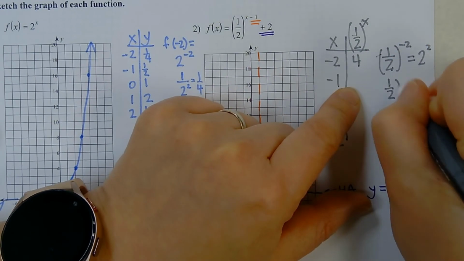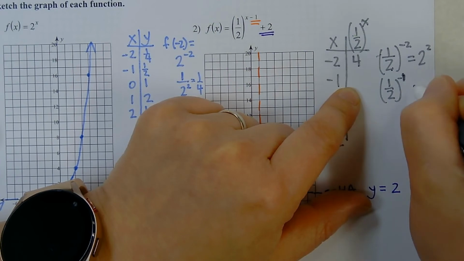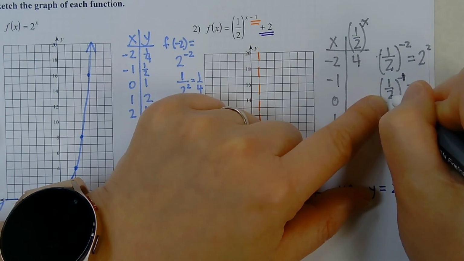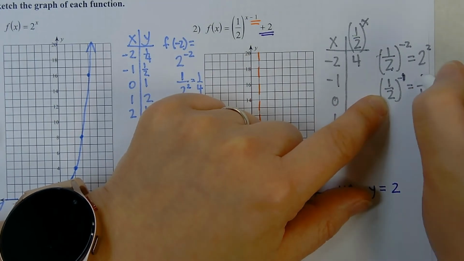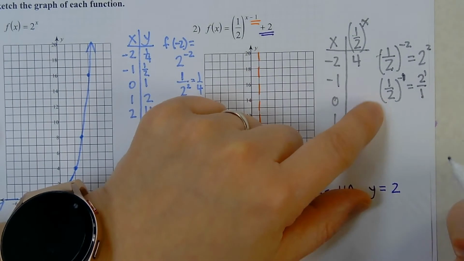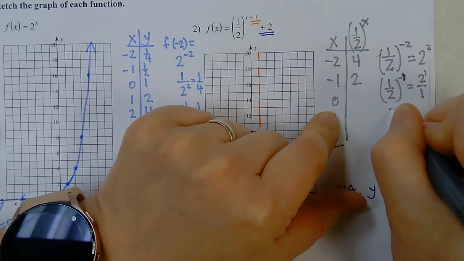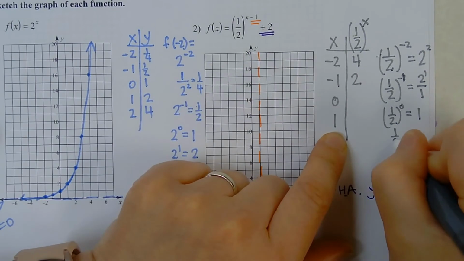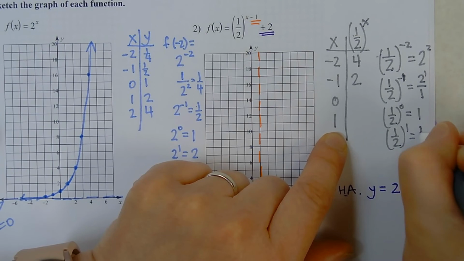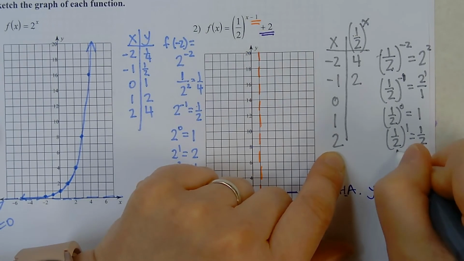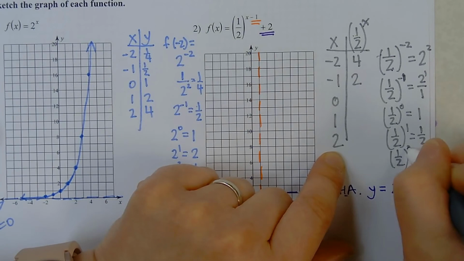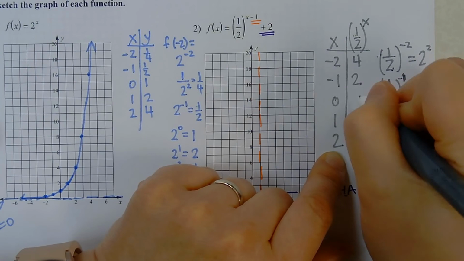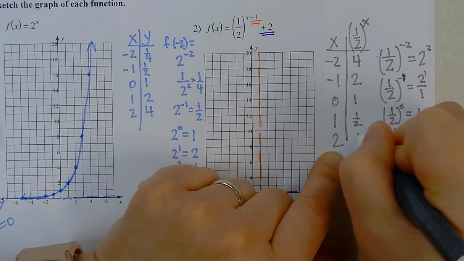And then 1/2 to the -1 power. So this 1 goes to the bottom, and this 2, since it's already on the bottom, goes to the top: 2 to the 1, which is just 2. And then 1/2 to the 0 power is just going to be 1. 1/2 to the 1 power is 1/2, that doesn't change. And 1/2 to the 2 power: 1 squared is 1, 2 squared is 4. All right, so we have 1, 1/2, and 1/4.